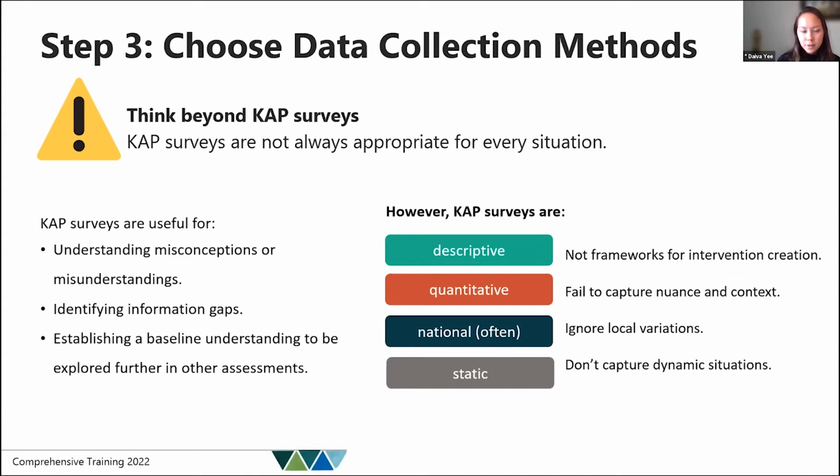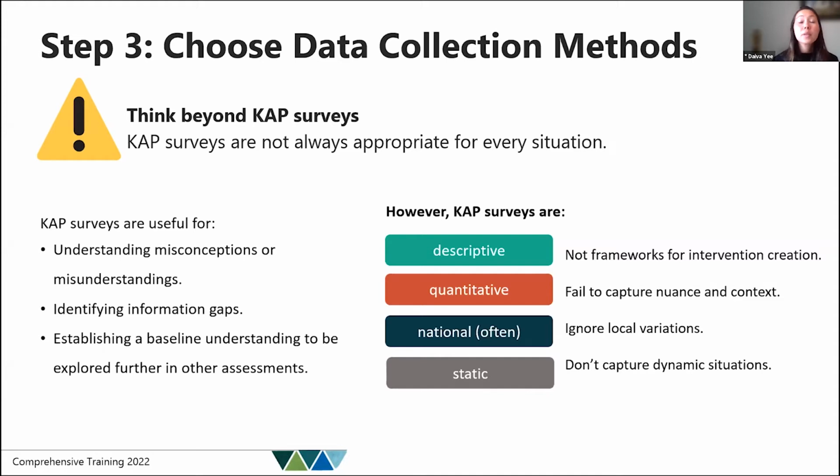So choosing data collection methods. This is our third step. And I saw that when we did our initial polling, many of you have done CAP surveys or other types of surveys. So you probably are very familiar with this method. A CAP survey is a knowledge, attitude, and practice survey, and it's very popular for understanding barriers to certain health behaviors. But they may not always be appropriate for every situation. I just wanted to share this here because I know that they are often used, but we want to talk about some of the other options for data collection methods.